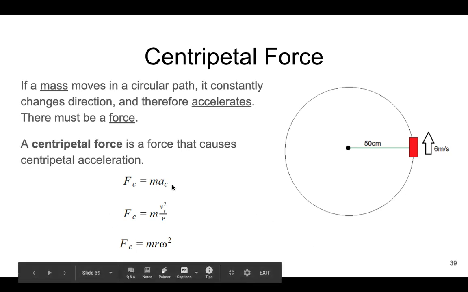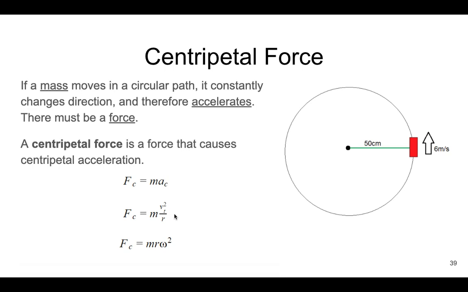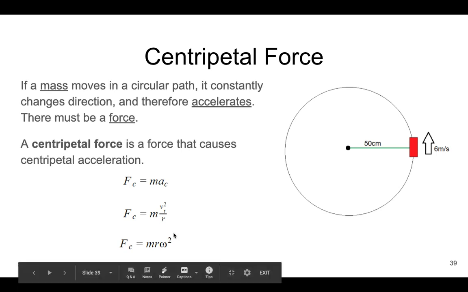So start with, this is basically Newton's second law. And in this version, I replaced a sub c with one version of our formula for a sub c. A sub c is equal to v sub t squared over r. And in this bottom version, I replaced it with the other one because a sub c is also equal to r omega squared.